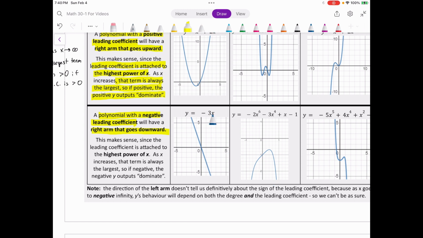Again, if I make x positive 1, this is negative 3. If I make x positive 10, this becomes negative 30. If I make x positive 100, this becomes negative 300. See what's happening? It's just getting further and further down on the y-axis, okay?